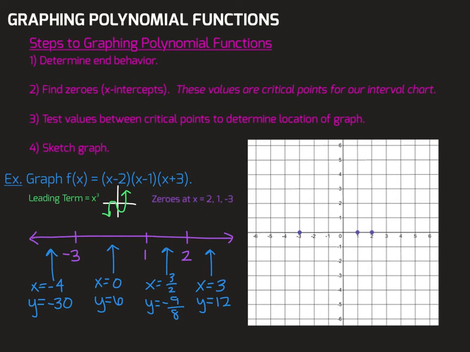Therefore, because this first interval, when x equals negative 4, y equals negative 30, is negative, that means everywhere to the left of negative 3, our graph should be below the x-axis. Similarly, between negative 3 and 1, we know that there's no x-intercepts, and because y equals 6 is the y-intercept, everywhere here, positive, means that it will be above the x-axis. Continuing this pattern, between 1 and 2, we know it's going to be below. And then lastly, greater than 2, we know that the graph will be above.